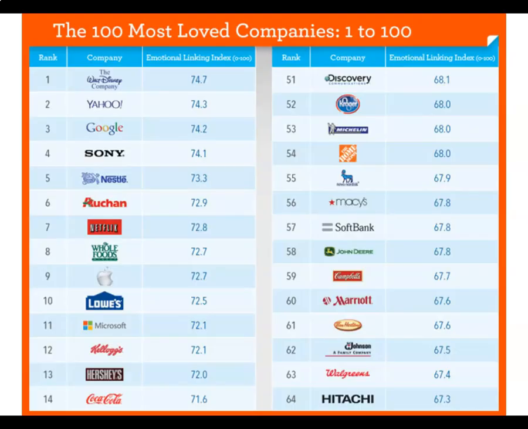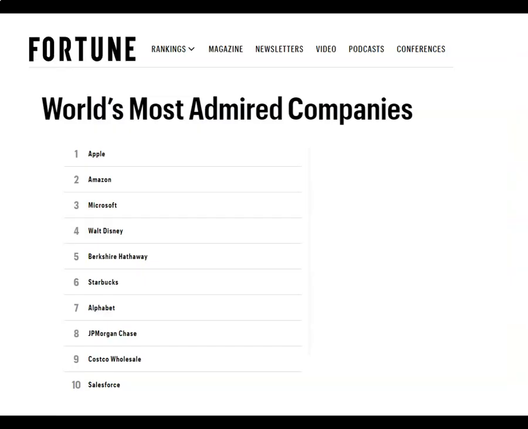As we consider consumer evaluation, I thought it would be helpful to share the 100 most loved companies. The number 1 most loved company is the Walt Disney Company. Related to this idea is Fortune's list of the world's most admired companies. You can see the top 10 list globally. For the 13th year in a row, Apple claims the very top spot in this list. Fortune creates their list based on a survey of almost 3,800 executives, directors, and analysts.